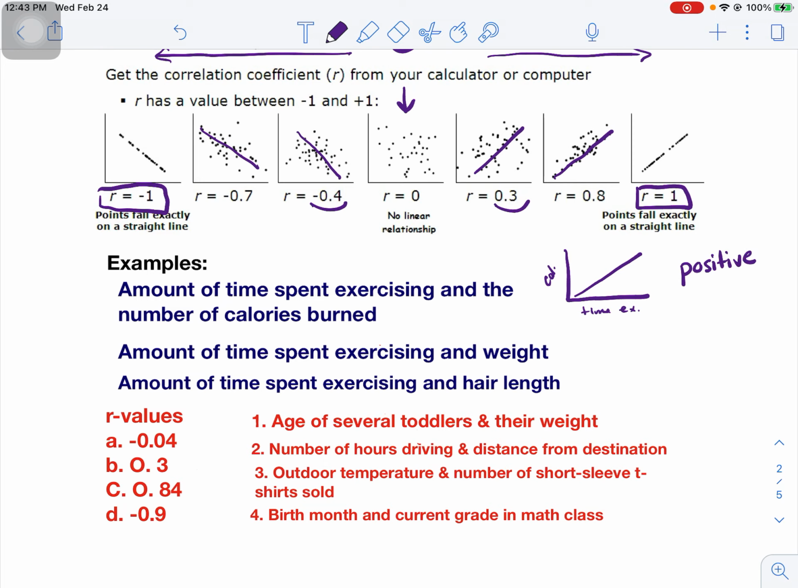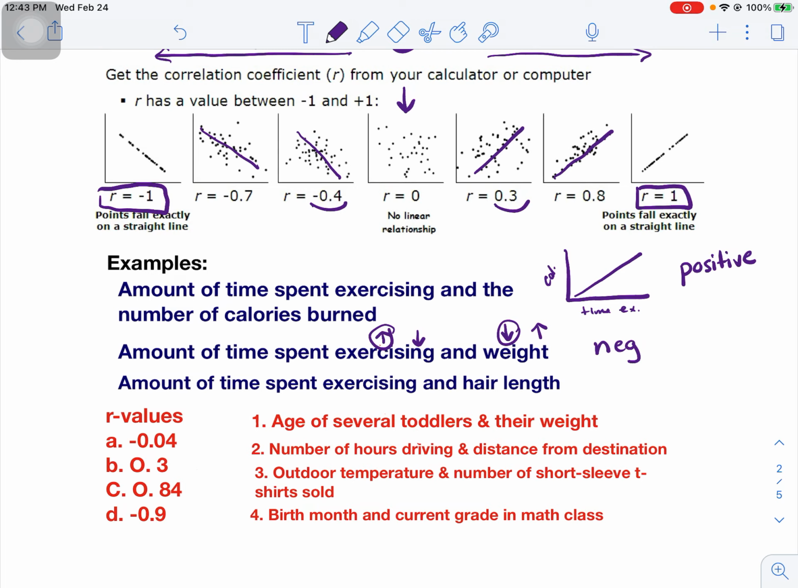Amount of time spent exercising and your weight. The more we exercise, think about what your weight would do. Hopefully, if we're still eating right, because that's a big factor, if we're exercising more, so our exercise goes up, our weight would go down. If we're exercising less, usually our weight goes up because we're not doing as much and we start gaining weight. So these are opposites, when one's going up and the other one's going down. That tells us this is a negative correlation.